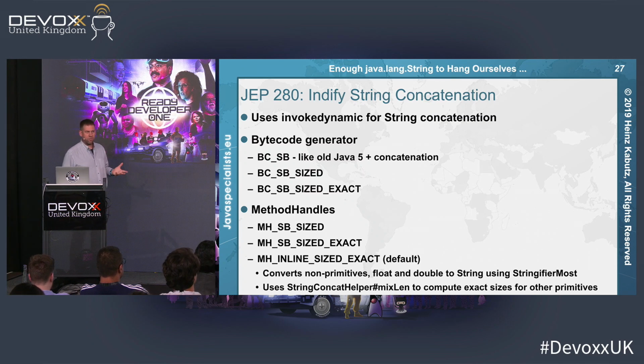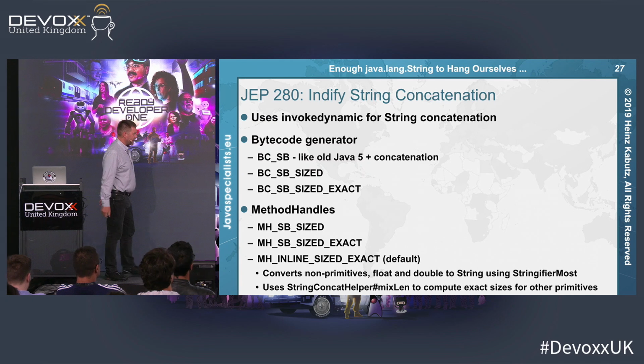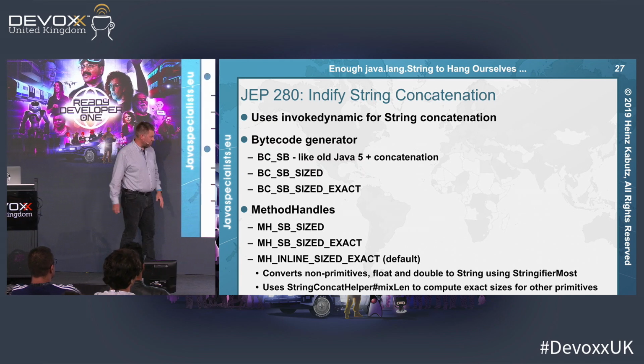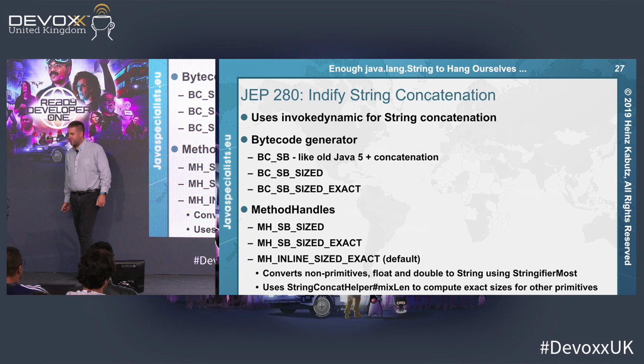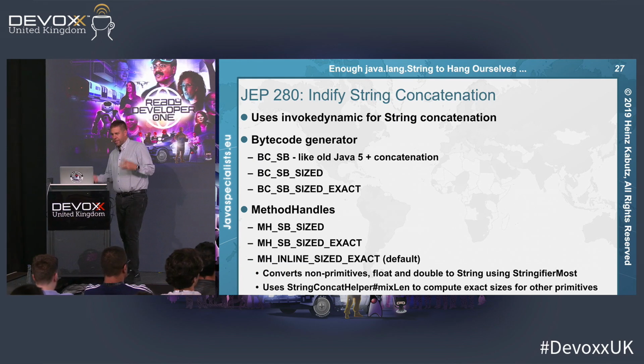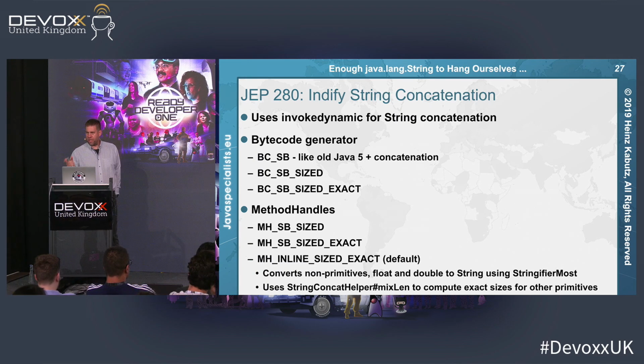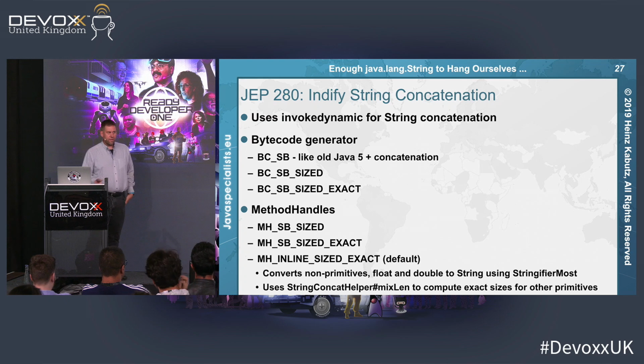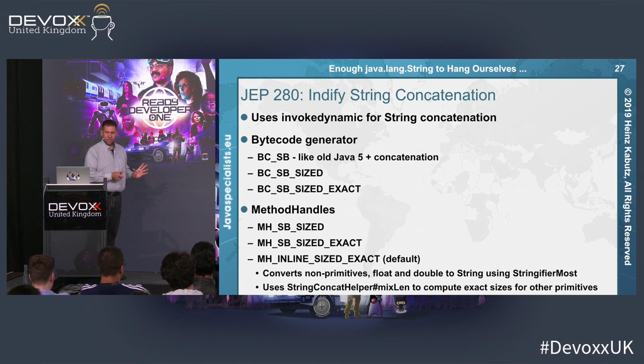They did this in order to be able to test and compare. But the fastest is the default, which is the method handles inline exact, where they figure out exactly what the size needs to be of the byte array. They create that byte array, and then they fill it with the values. So there's only one object being made.